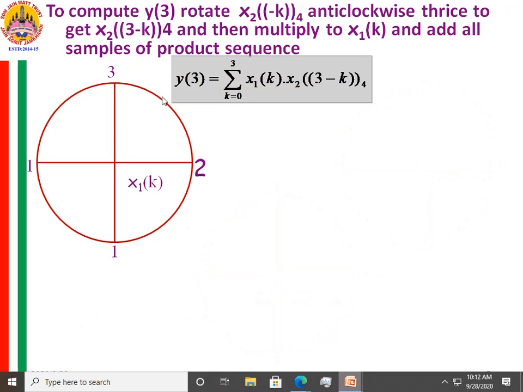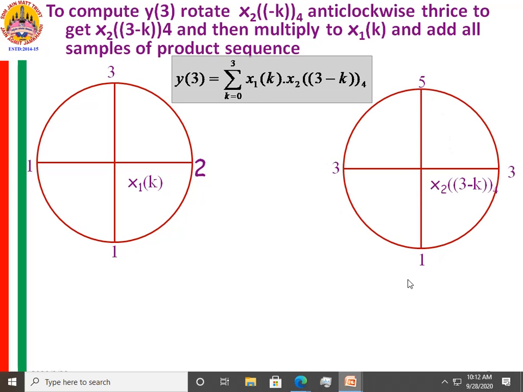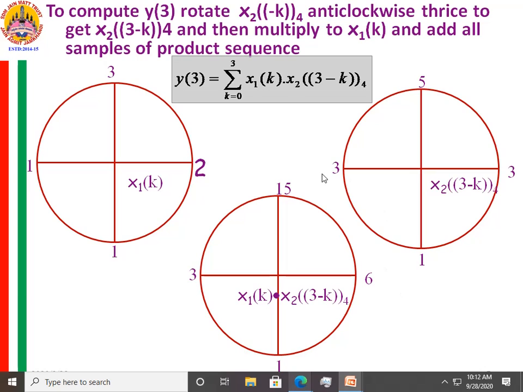Now for the last sample, y3, one more time rotate the circle of x2 of 2 minus k, you will get the points like this. This is x2 of 3 minus k. Now multiply these two pointwise. 3 into 2 is 6, 5 into 3 is 15, 3 into 1 is 3 and 1 into 1 is 1. Now add all these samples together. 6 plus 1 is 7, 7 plus 3 is 10, 10 plus 15 is 25. Therefore, y3 is equal to 25. Therefore, my sequence y of n is now equal to 19, 17, 23 and 25.